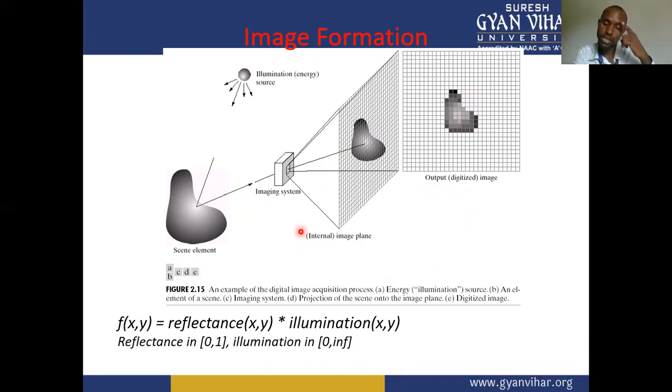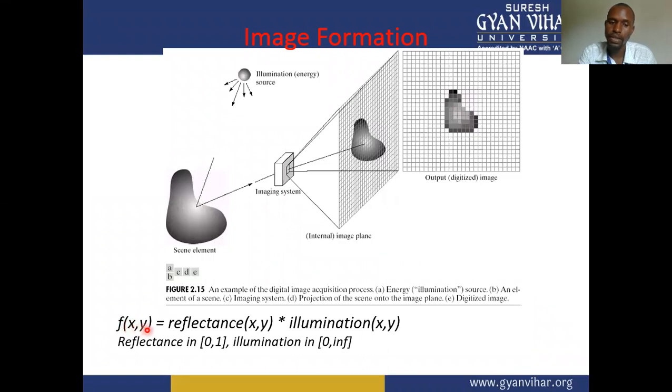Now that is the process of image formation. And this image formation can be converted into an equation, which is given by f(x,y), the output of the digitized digital image. So digital image f(x,y). This f refers to reflection, or reflectance.